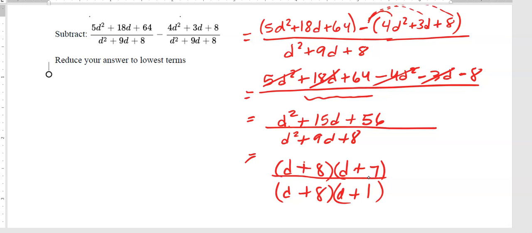All right, so I factored my numerator, I factored my denominator. I can see they both have the factor of d plus 8, and I'm left with d plus 7 over d plus 1.